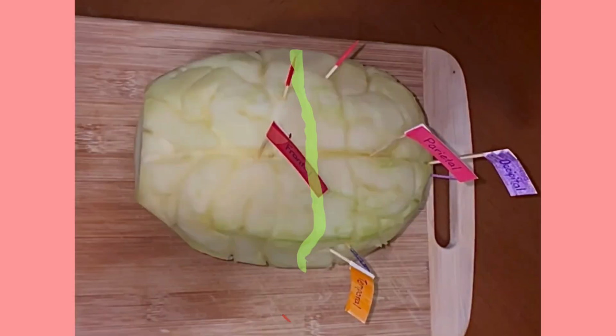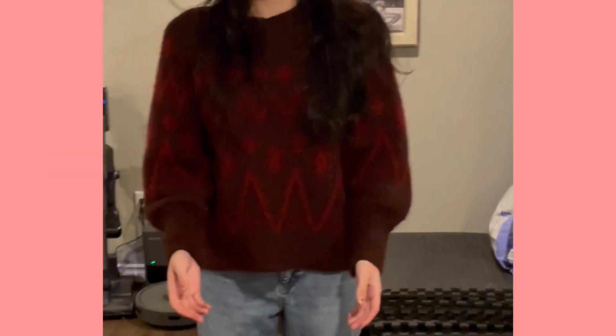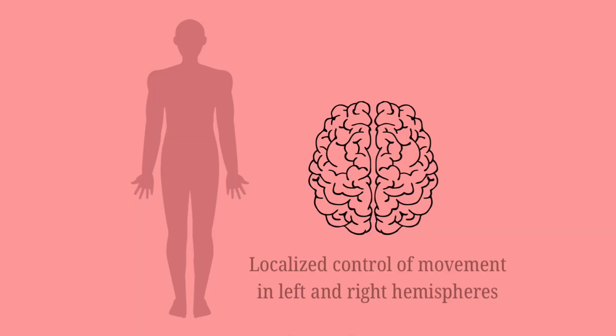This is the deep groove that separates the parietal and the frontal lobe, specifically parting the primary somatosensory cortex and the primary motor cortex in the frontal lobe. The frontal lobe, located at the most anterior part of the brain, is responsible for motor movement control.